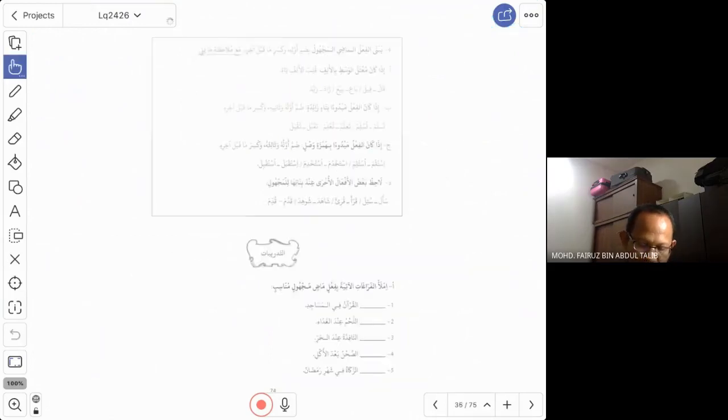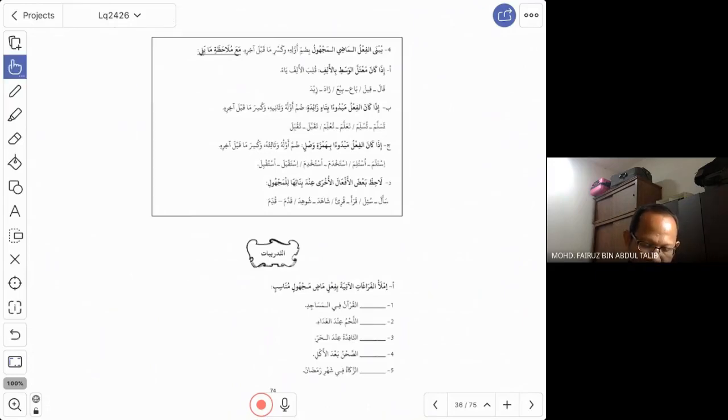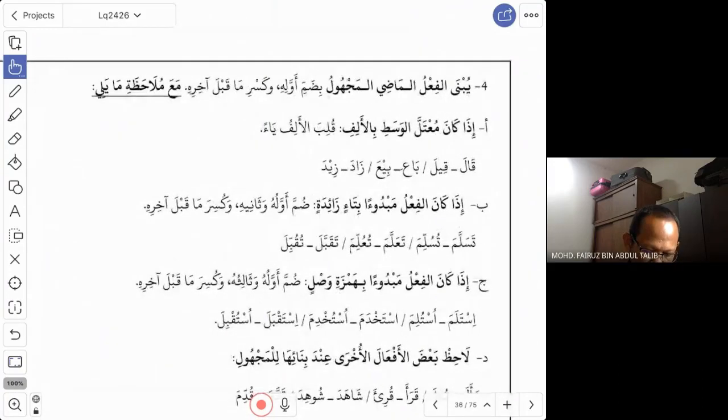So this is important. How do you change the fi'il from fi'il madi, the normal fi'il madi, to mabni lil majhul? Okay, the rule is not difficult. It is very easy, but sometimes especially when you have fi'il mu'tal, the one with alif waw ya, harful illa, then you will have some troubles. But for ordinary fi'il, it is very simple. So let us look at this. Yubna al-fi'lul mabni lil majhul. This fi'il mabni lil majhul is built. Yubna here is similar to the word mabni just now. So it is built. How do you form it?